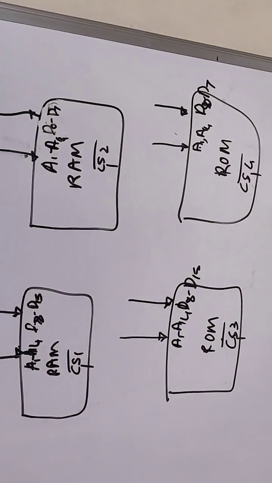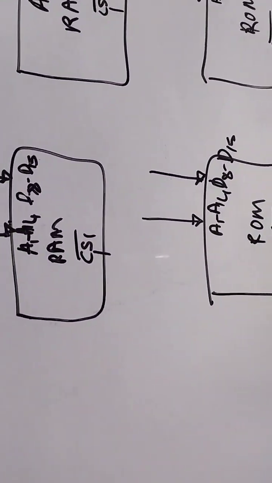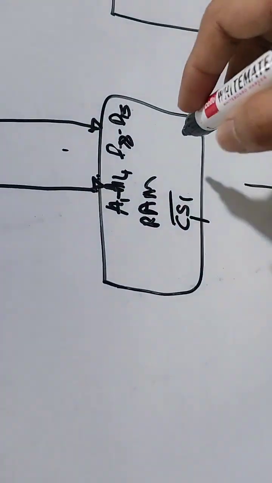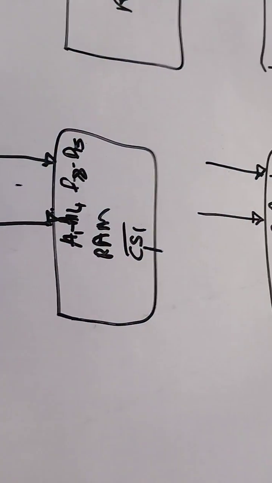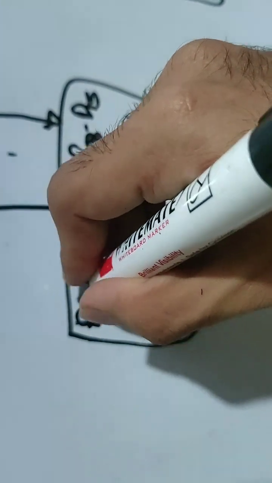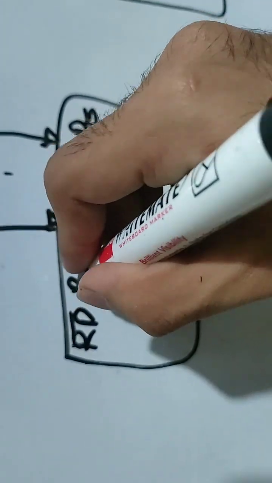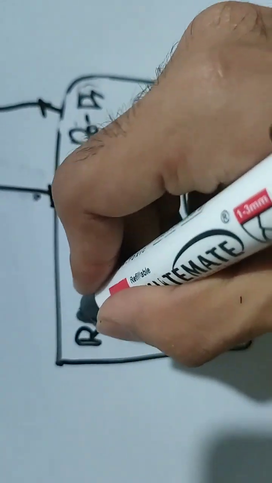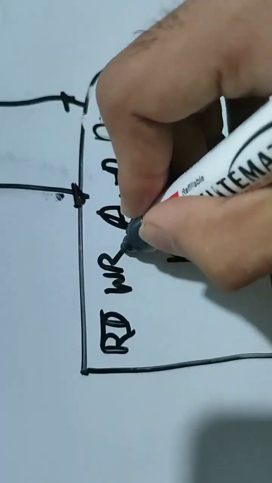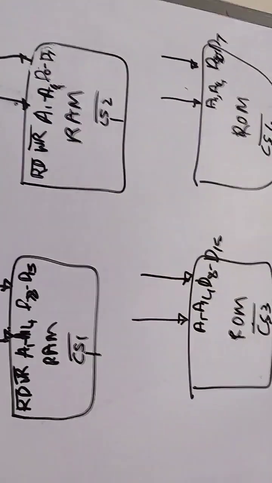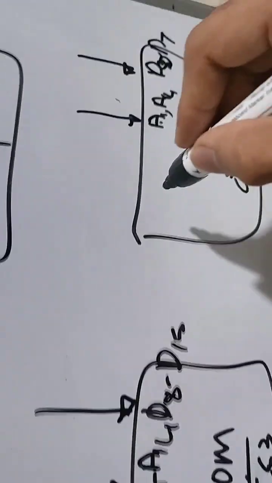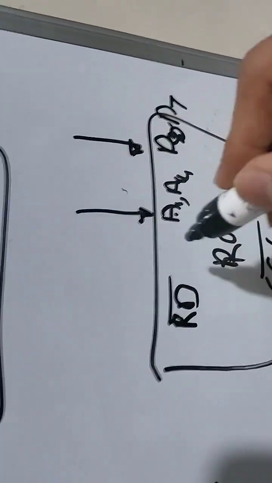Now, this RAM is random access memory, so you can read also and write also. So you'll have one read signal and one write signal, WR. Both are active low, same here. However, ROM is read only memory, so it will only have one signal, read.